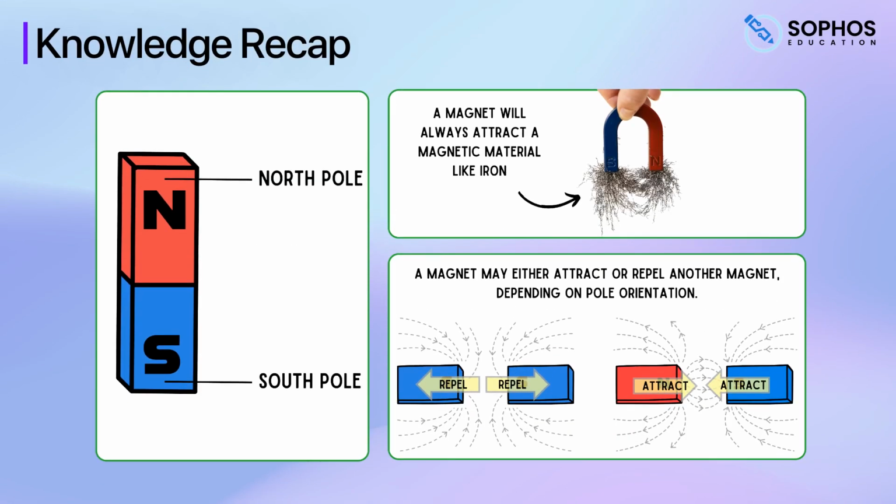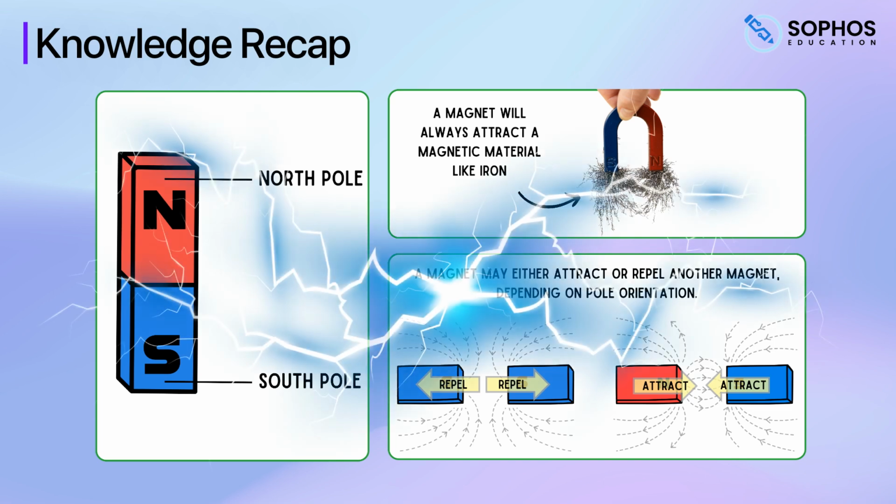So far, you are familiar with the fundamental characteristics of magnets, the concept of magnetic field lines, and how to draw these field lines. Building on this foundation, we can now understand how electric currents generate magnetic fields. Let's get started.